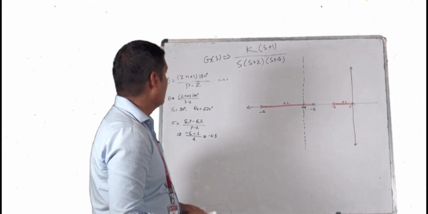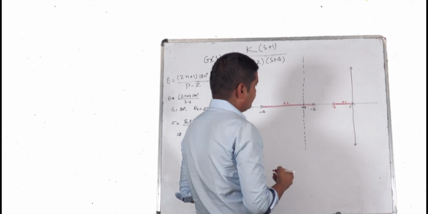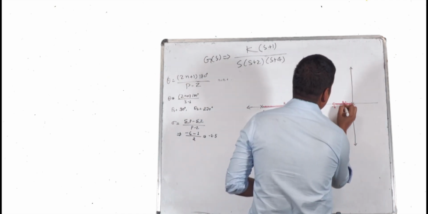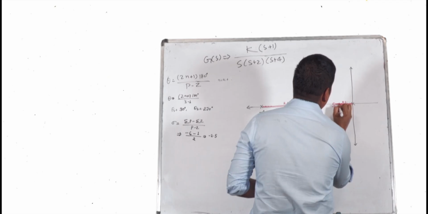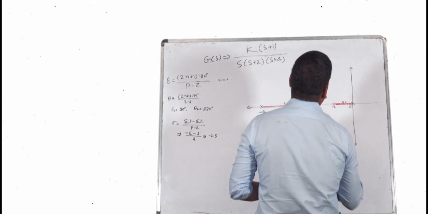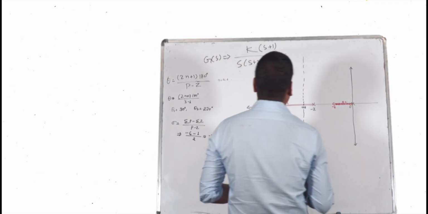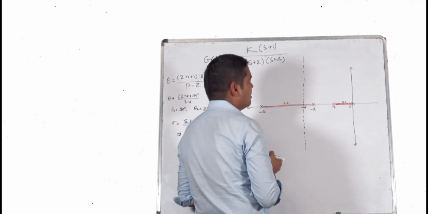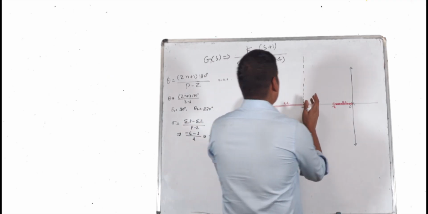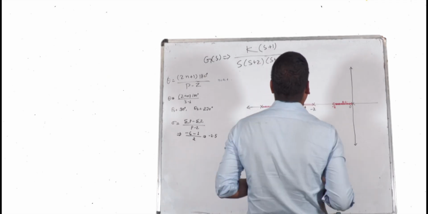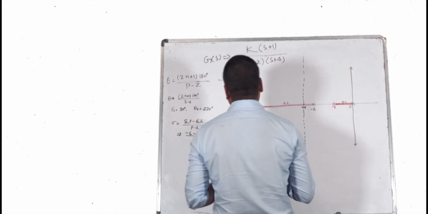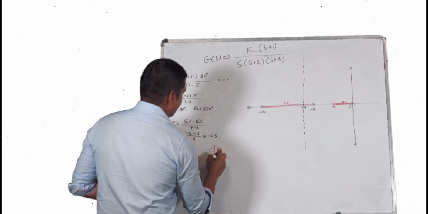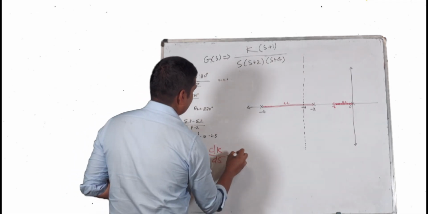Now this pole, when the gain value varies from 0 to infinity, will move like this and it will terminate at this particular zero. Now these two poles are remaining, so these two will terminate at infinity. Since the region in between is a part of the root locus, in between we will have one breakaway point that may be calculated with the help of the characteristic equation, dk by ds equals 0.